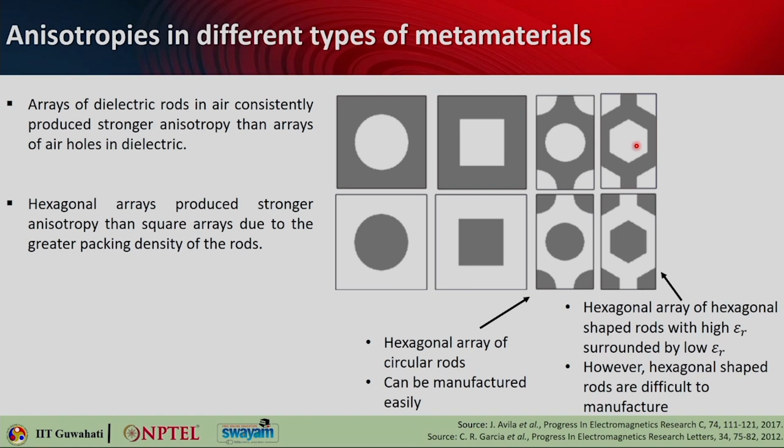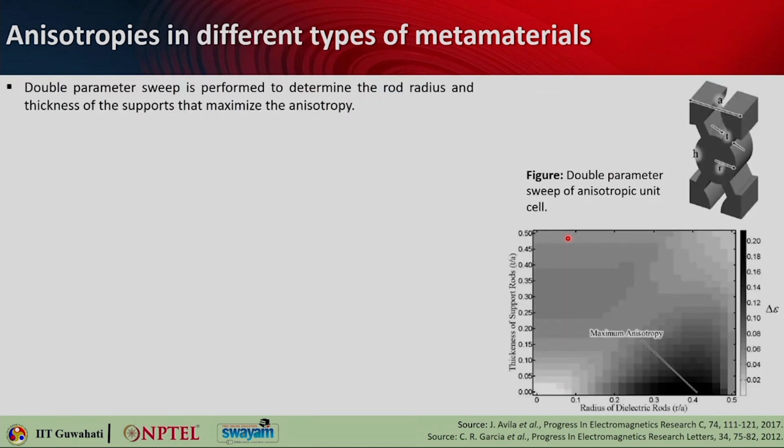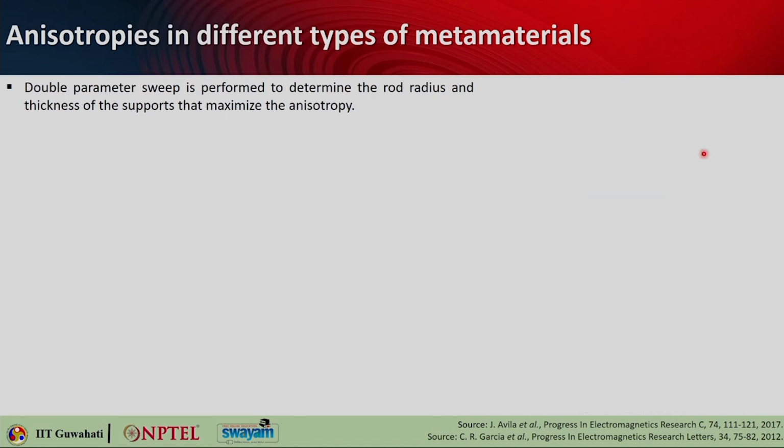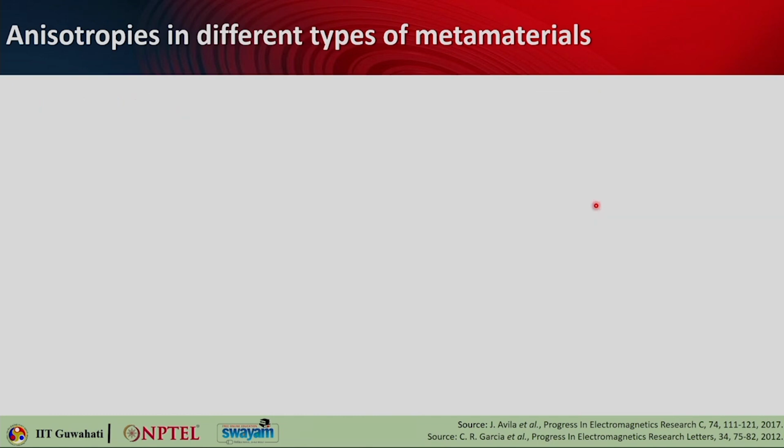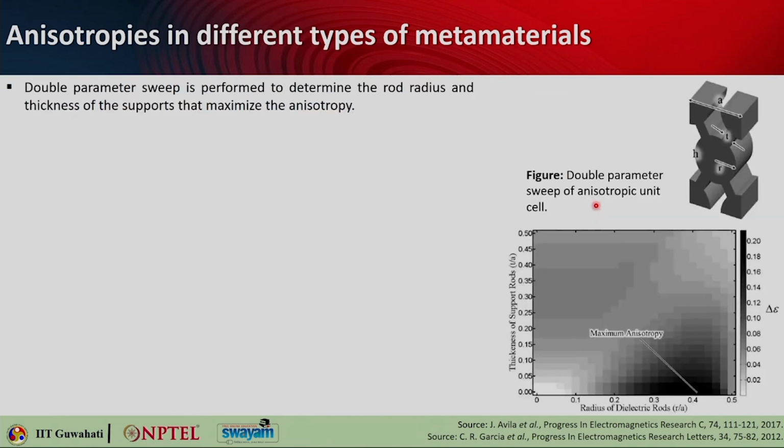You have to understand what kind of range of values you are able to achieve using these things. It has been found that hexagonal shaped rods are difficult to manufacture. The circular ones are easy to manufacture, and they can give you higher anisotropy as well. The rods, as you see here, in theory can be freestanding, but when you fabricate this, there have to be small connectors between the rods to hold the structure together.